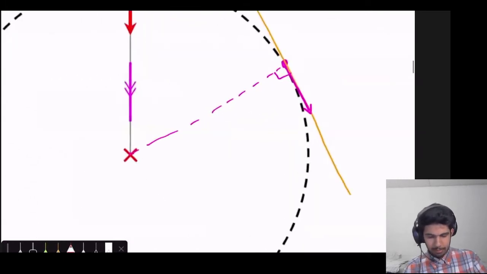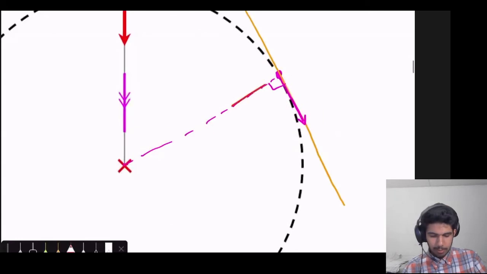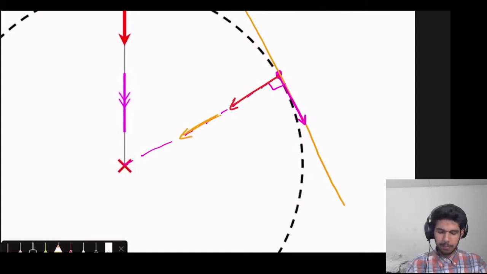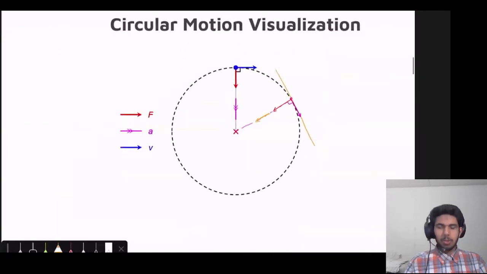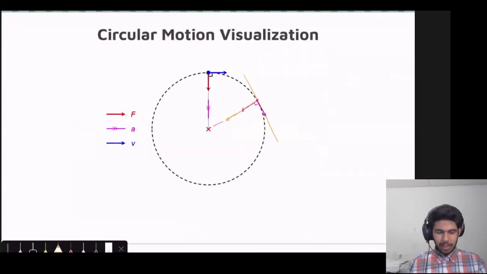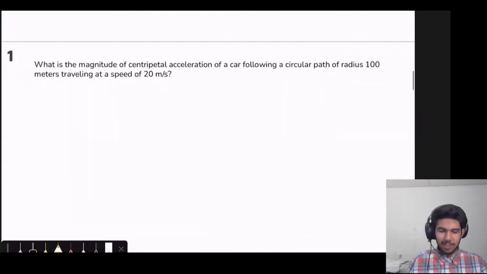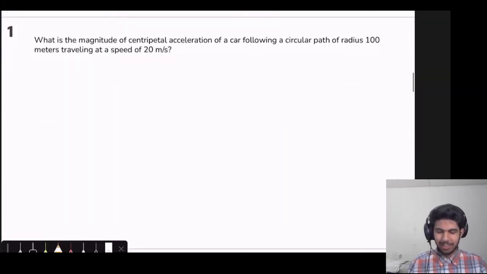If we look at this point here, this would be the force vector, and then the acceleration vector would also be pointing in this direction. Cool, so that's our visualization. And just like that, that concludes the content. So we're just going to jump into problems right now, and we'll start with this pretty simple problem.